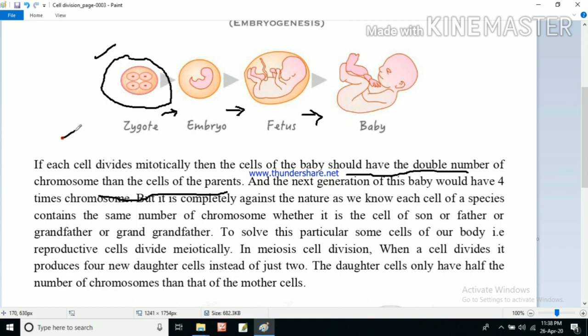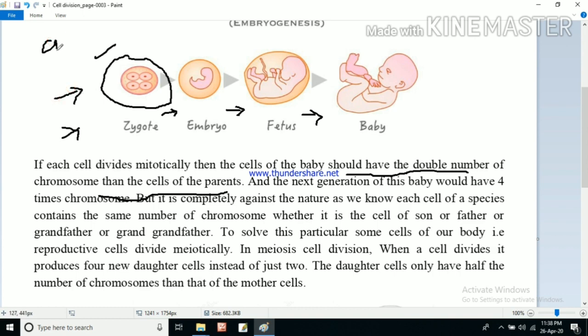this zygote is formed because of the union of male and female gamete. Male gamete is a cell and female gamete is a cell. If these reproductive cells undergo mitosis, what would happen? The sperm will have 46 chromosomes and the egg will have 46 chromosomes. If they unite, what will happen in this zygote?